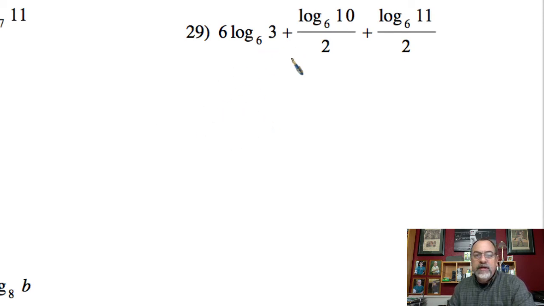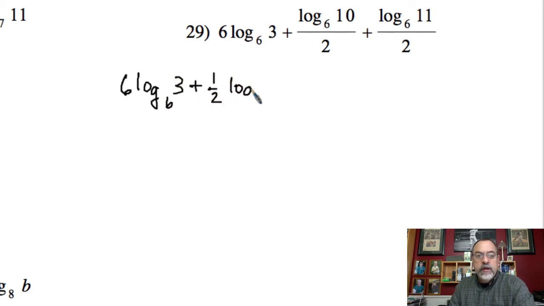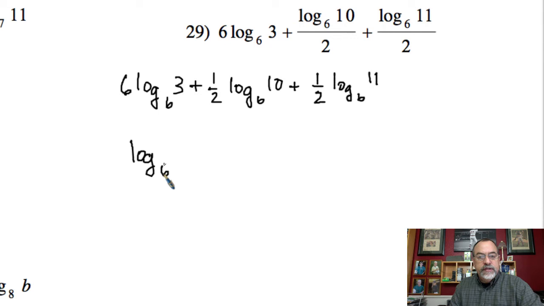Alright, number 29 then. We've got a few things going on. I'm going to rewrite it, making these fractional exponents in front here first, and then I might take some shortcuts there. Let's see. So this is 1/2 log base 6 of 10. And then this is log base, let me go back here. 1/2, then log base 6 of 11. So this is going to be 3 to the 6, so it's log base 6 of 3 to the 6, plus, that's a times, so it's times 10 to the 1/2, plus, that's times 11 to the 1/2.